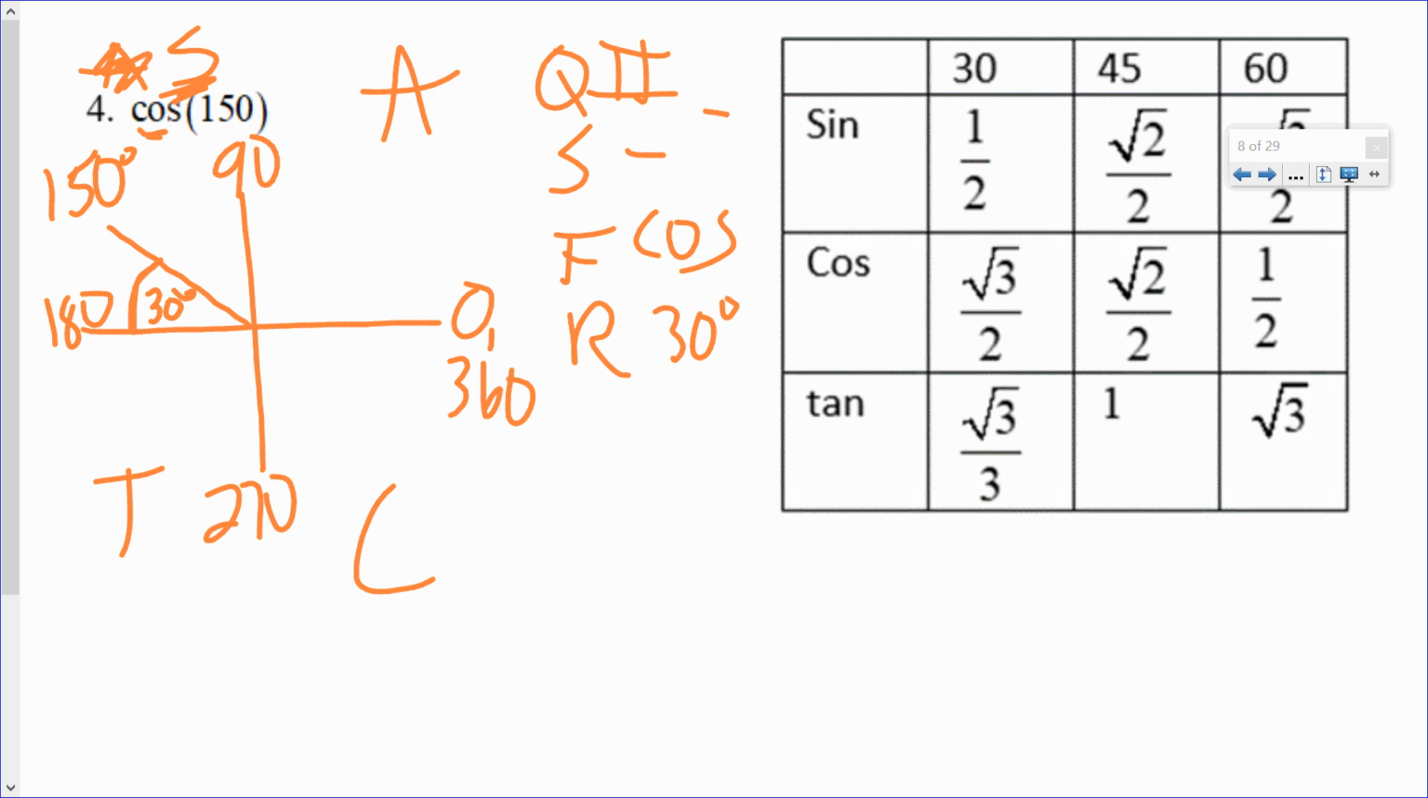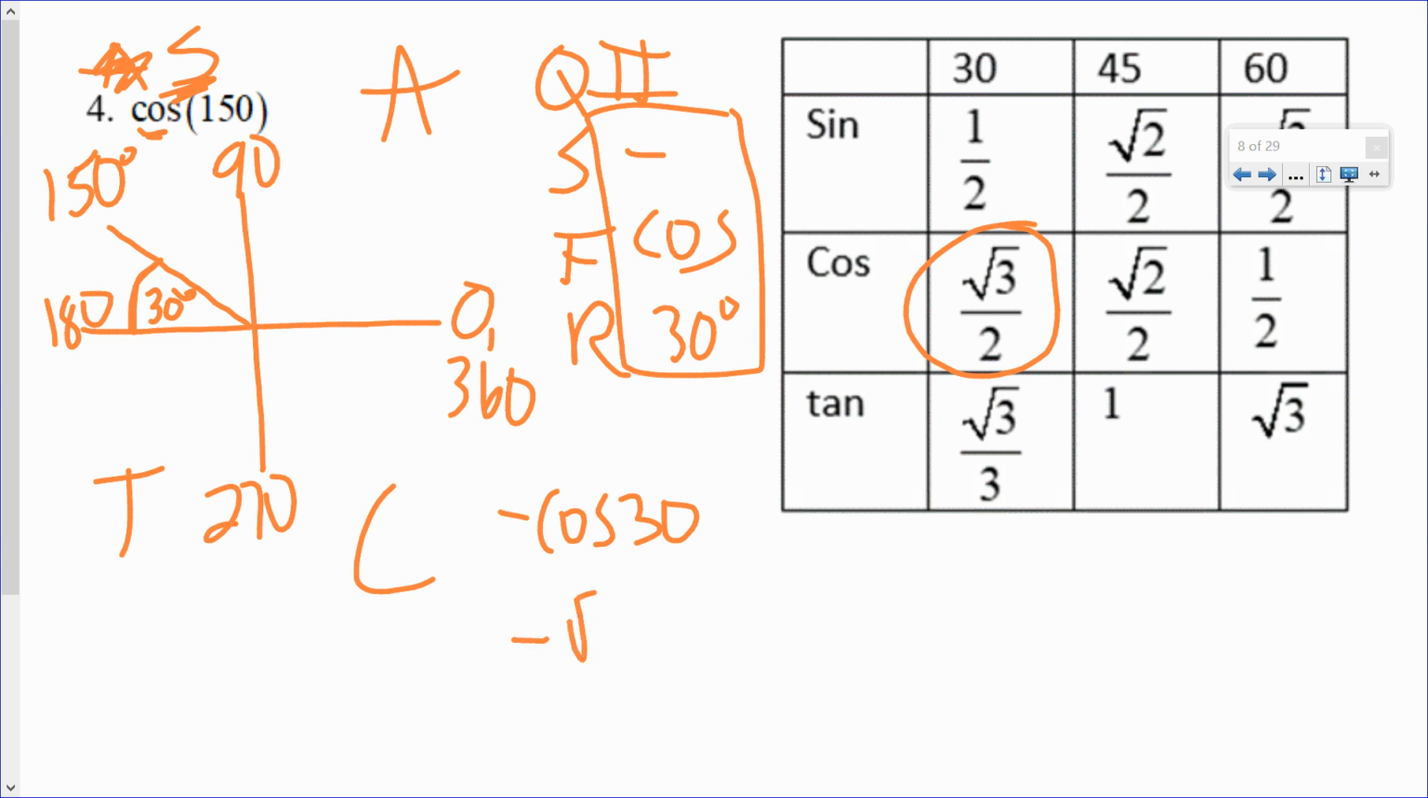So now we're putting this together. Negative cosine 30. We look at our chart. Cosine of 30 is radical 3 over 2. Because it's negative, that's my answer. So a few steps.